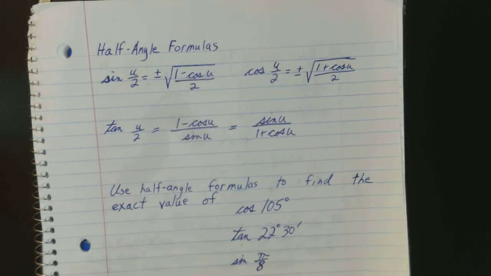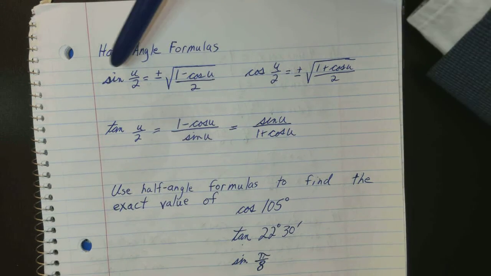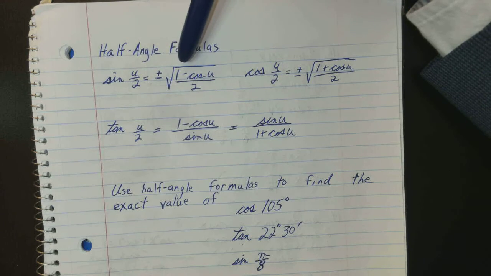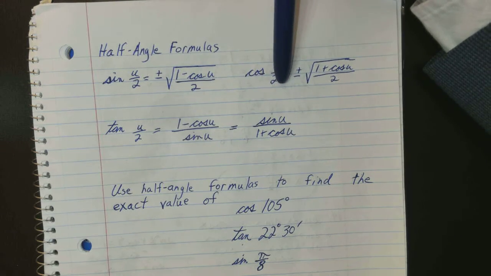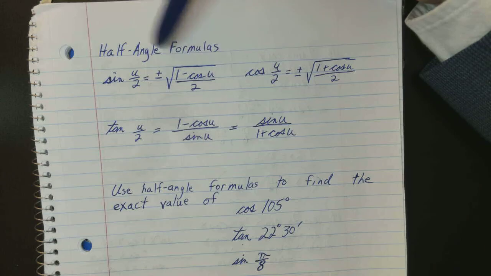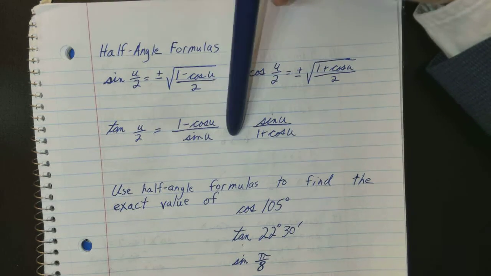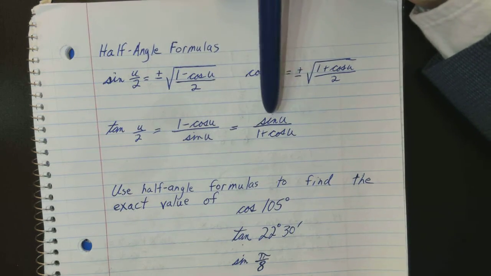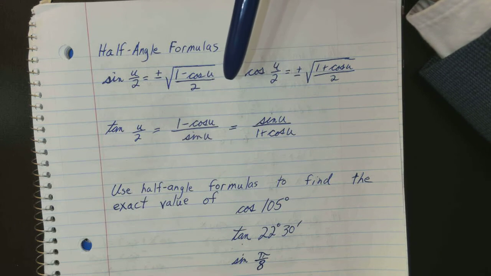All right, half angle formulas. We have sine of u over 2, cosine of u over 2, tangent of u over 2. We have these identities. They will be provided for you when you do a test, but it's good for you to have them written down when you're doing your own work.